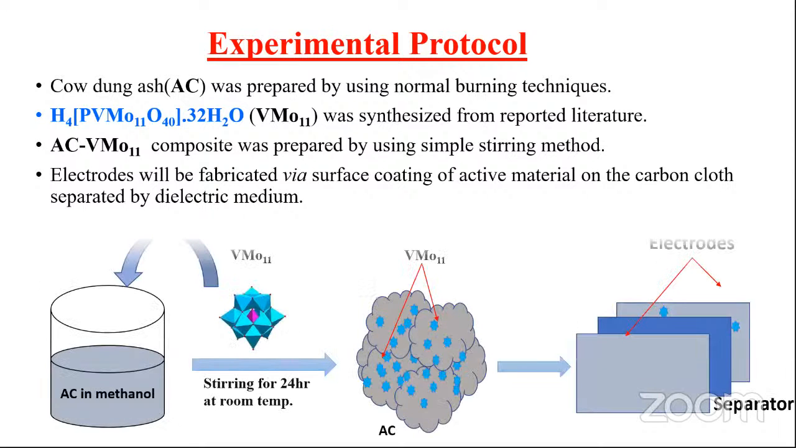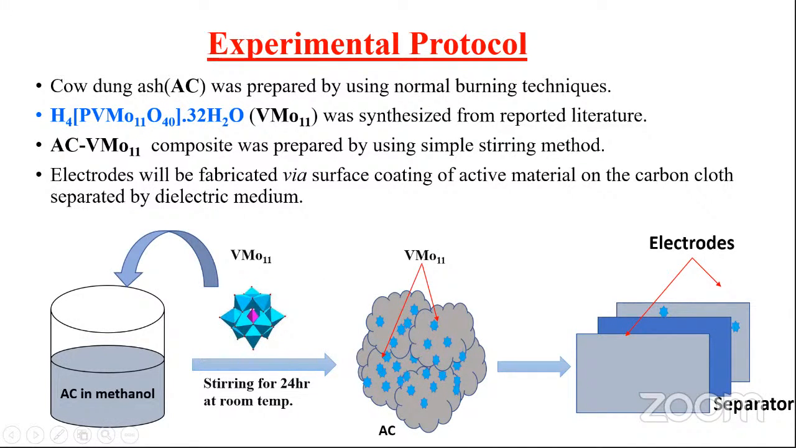That was prepared by a normal, simple stirring method. Here you can see the schematic diagram. We are taking the cow dung ash, or AC, in methanol, which is just a solvent, and adding a particular amount of the polyoxometalate to that solution and stirring for almost 24 hours at room temperature. After that, we evaporate the solvent and dry the powder.